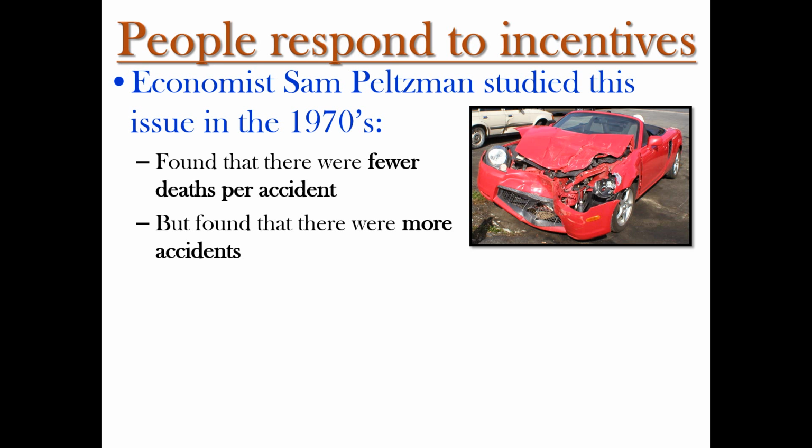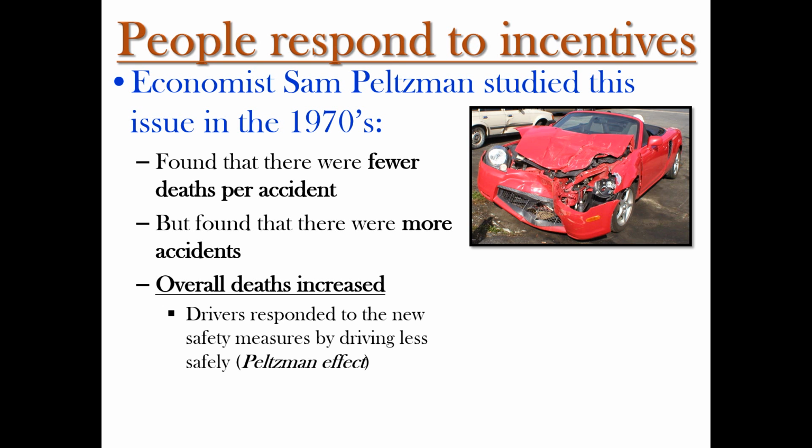However, he also found that there were more accidents, okay? And in fact, this second effect was greater than the first effect, meaning that overall, there were actually more automobile deaths after the policy than before, controlling for other factors. Now, you might begin to think through, how could that be? How could there be more deaths after cars are safer? Well, because cars were safer, how do you think drivers might have responded? Well, Sam Peltzman found that drivers responded to the new safety measures by driving less safely.